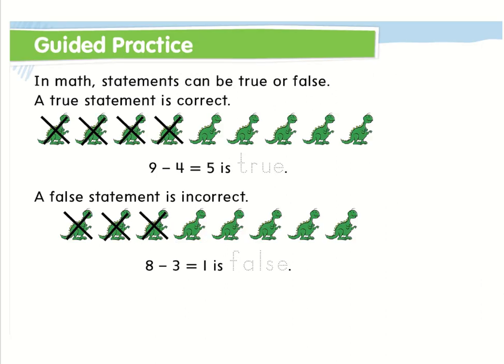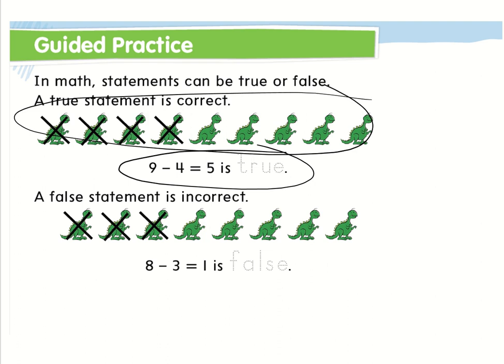So in math, statements can be true or false. A true statement is going to be correct. So remember, a true statement is something that you can prove that makes sense. Just like the one that we have right here, 9 minus 4 equals 5. They have 9 dinosaurs. It took away 4 of them. And there's going to be 5 left. So that's a true statement because we can prove it.